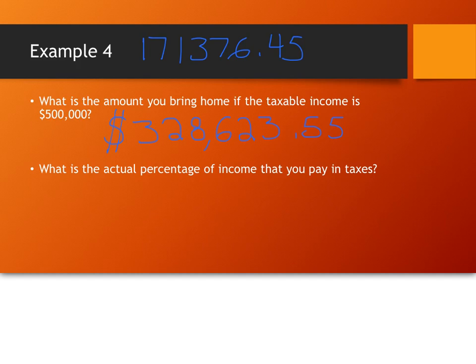Now, as far as percentages go, take the 171,376, divide it by your 500,000, times this by 100, and you'll see that the percentage is 34.28% if I round it to 2 decimal places, which is a higher percentage than the person who filed as single.